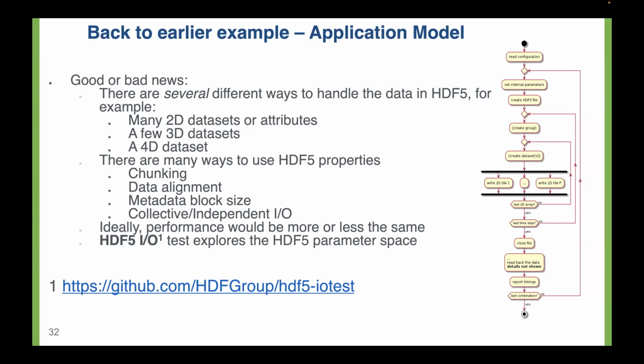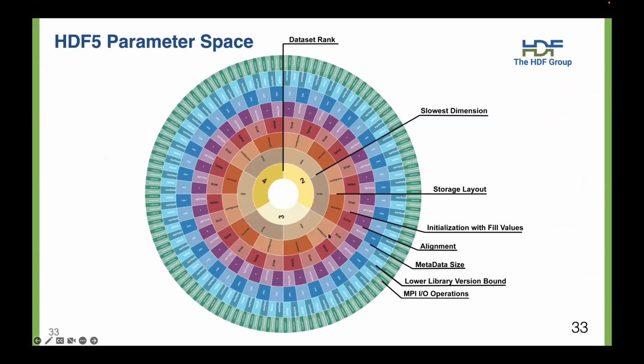So we've developed a code called HDF5 IO Test. It answers questions like how to handle many 2D datasets: do you want to write them into 3D datasets or 4D datasets? It also explores chunking, data alignment, metadata block sizes, and whether you do collective I/O. This is a code you can download and try running, and I ran this on Polaris.